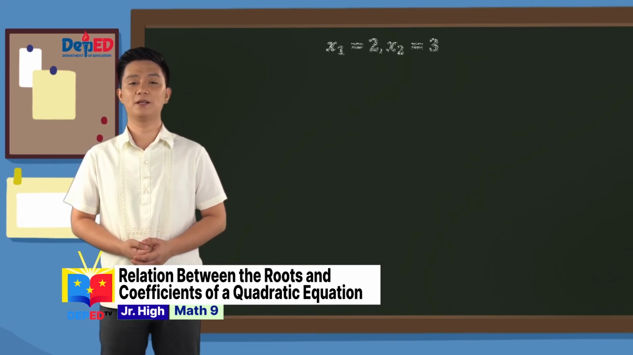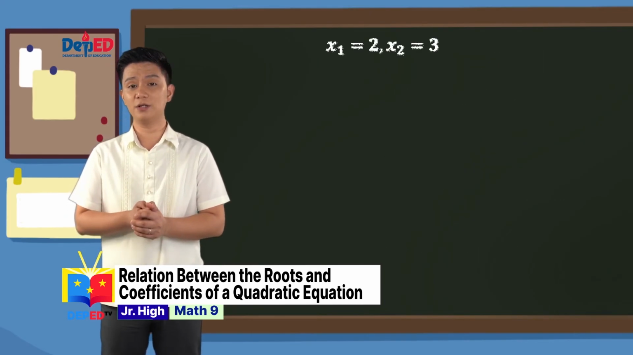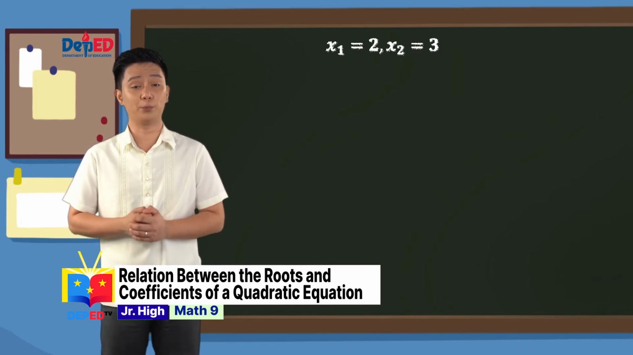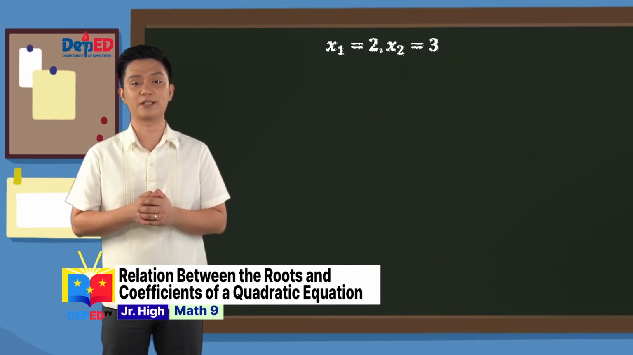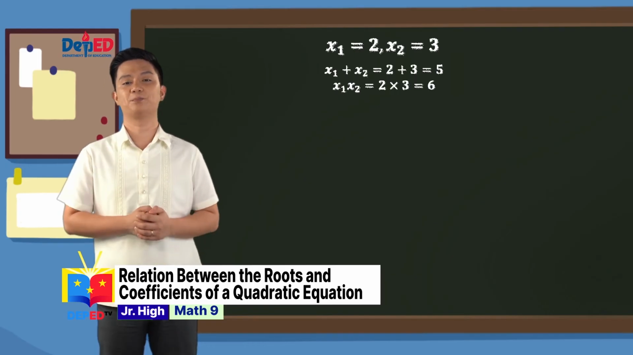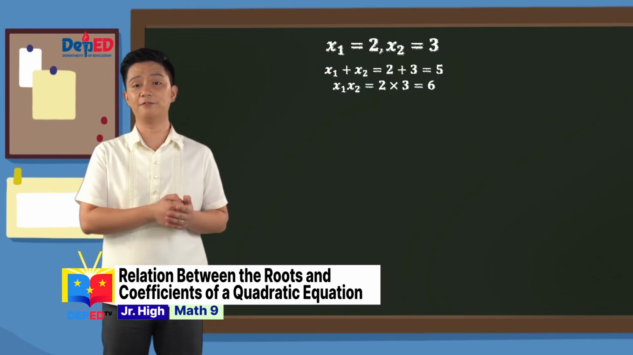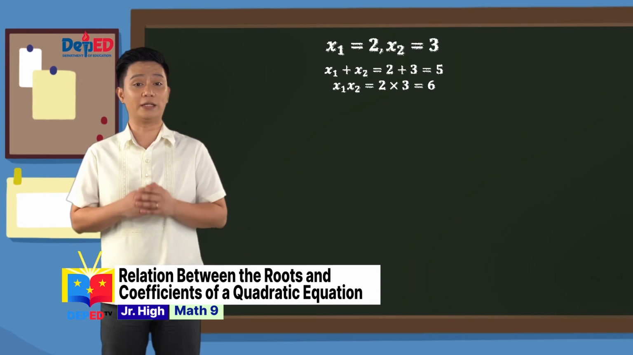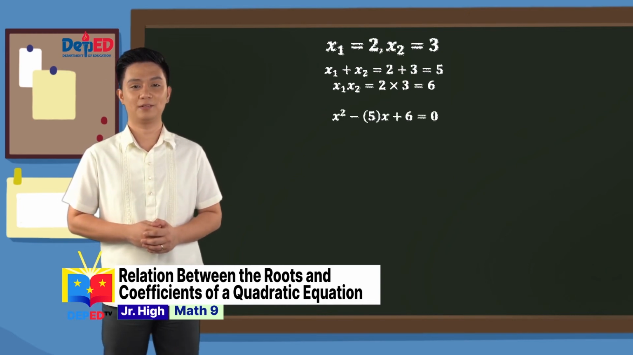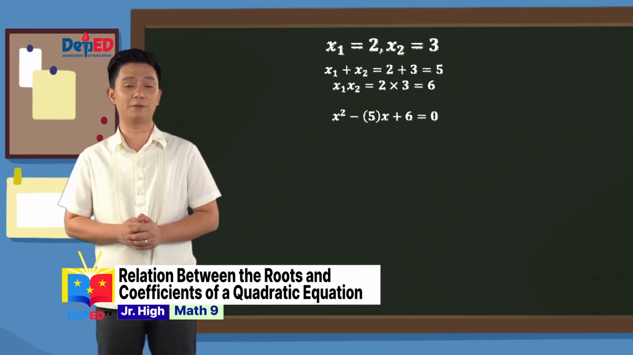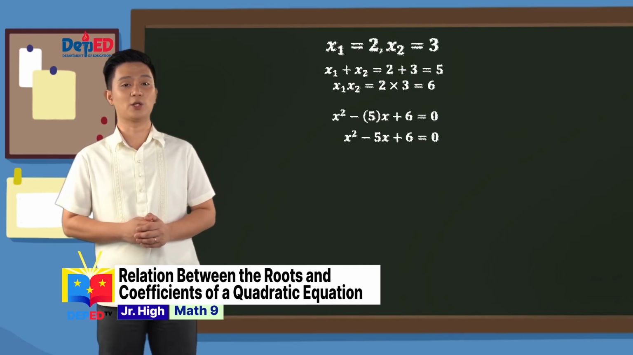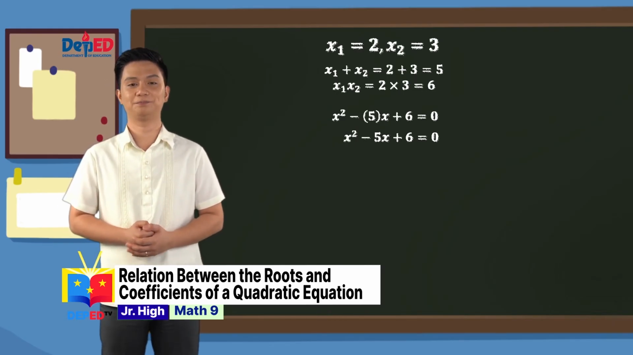Third example, the roots of the equation are 2 and 3. Here, we are not given the sum and the product of the roots, but the roots themselves. So what do we do? We just add and multiply them. The sum of the roots is 5. Their product is 6. So we're now ready to write the corresponding quadratic equation. And the equation whose roots are 2 and 3 is x squared minus 5x plus 6 equals 0.